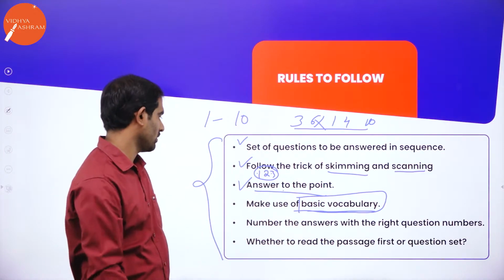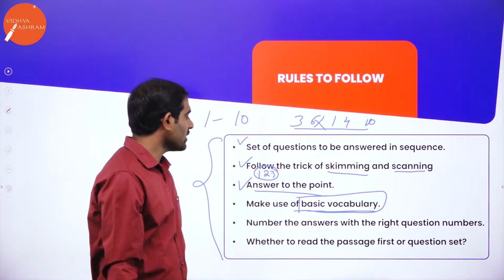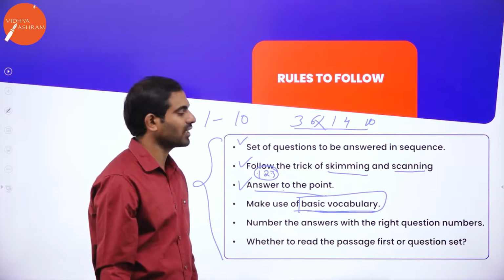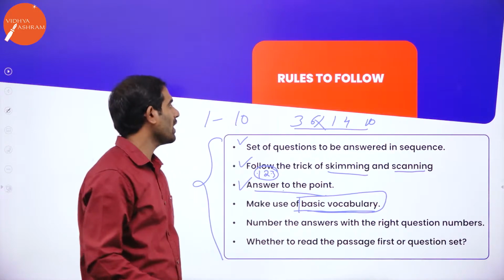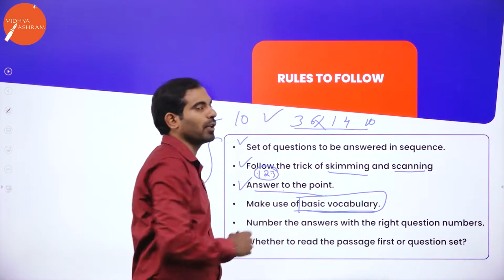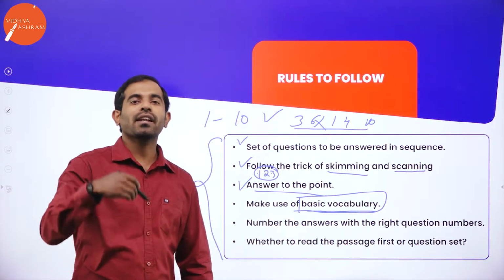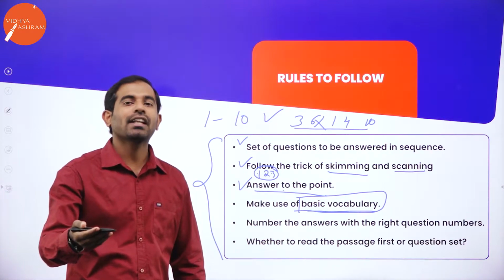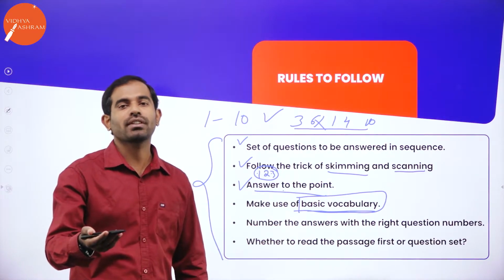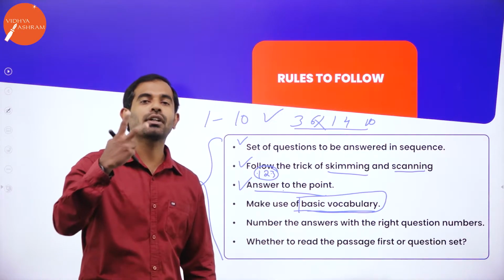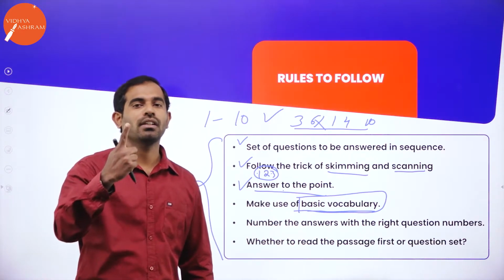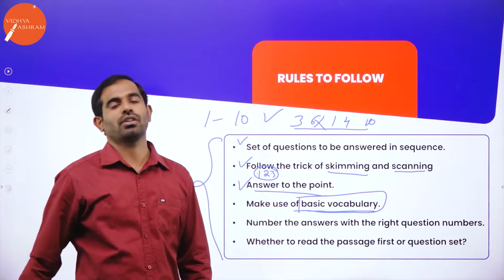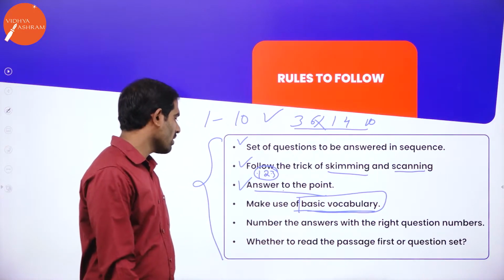Next point is to number the answers with the right question numbers. Most of you will mix up the question numbers. You are attempting the second question and you have answered the second question, but instead of writing question number 2, you write question number 1. Will you get marks? You won't. So don't make this mistake.